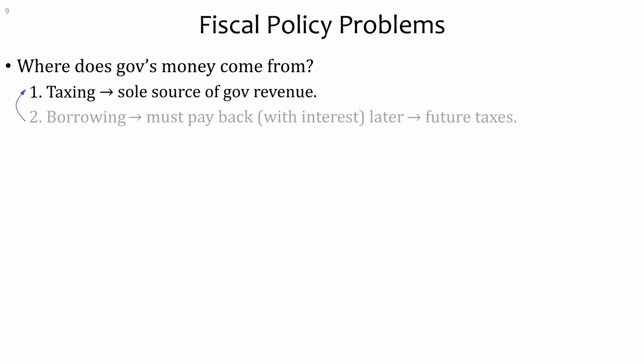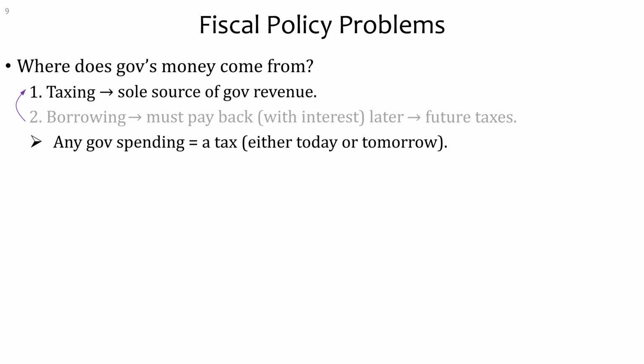Well, printing money is called monetary policy. That's a different thing, and it has its own problems. But the gist of it is this: there are no shortcuts. There are no magical ways out. Any government spending equals an increase in taxes, either today or tomorrow.